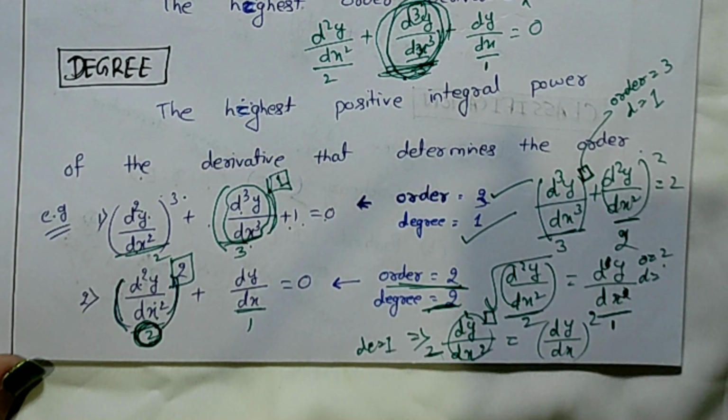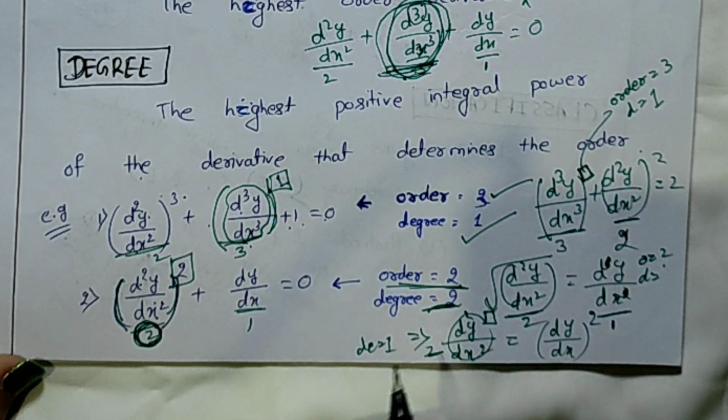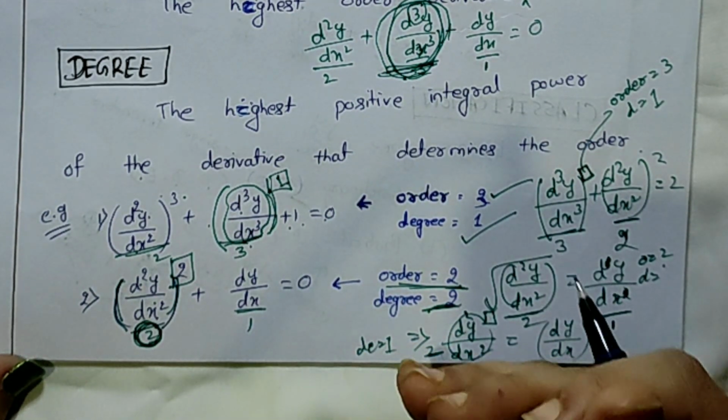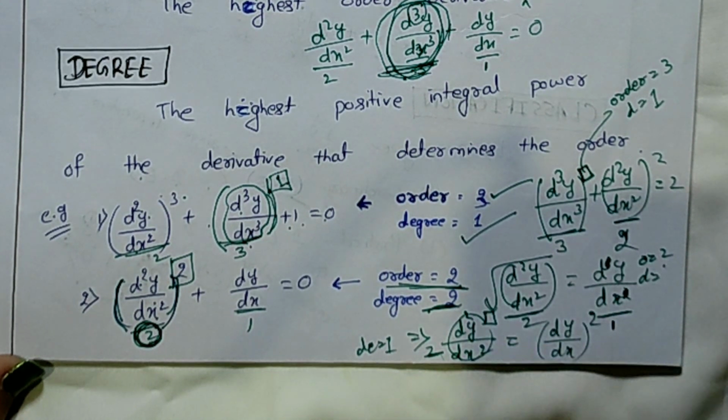Okay, you always remember the order and degree of a differential equation is always a positive integer. It can't be a fraction, it can't be a negative term. Okay, it's always a positive integer. Clear? Let's move.